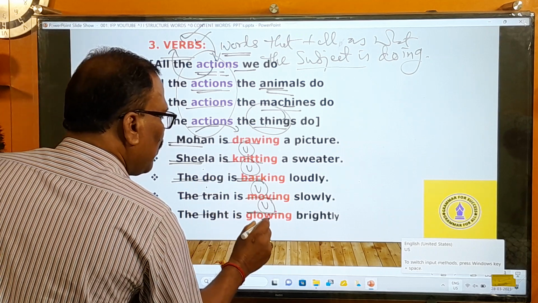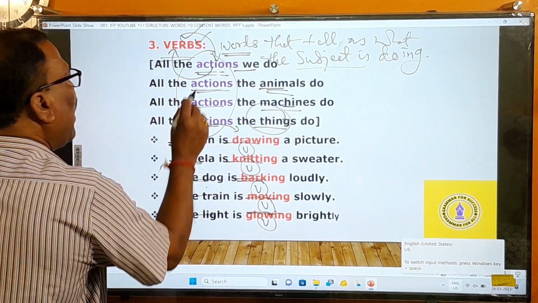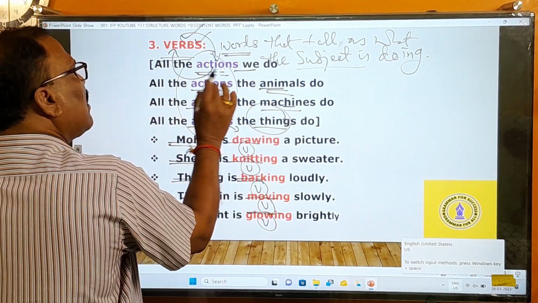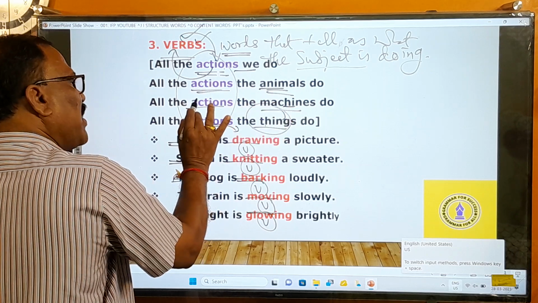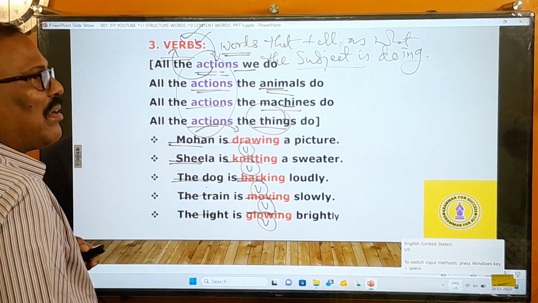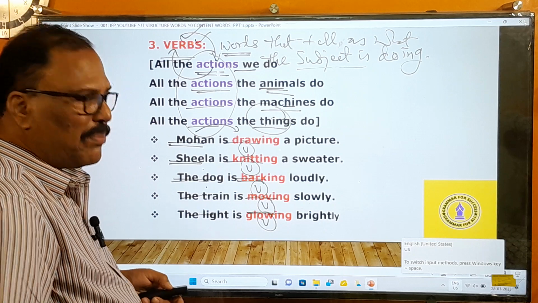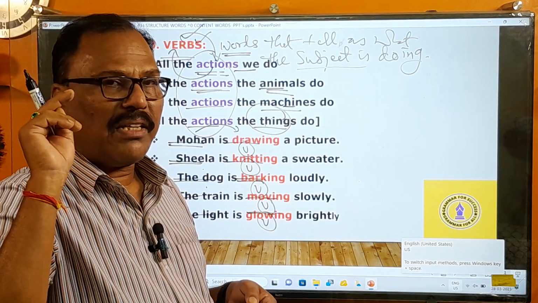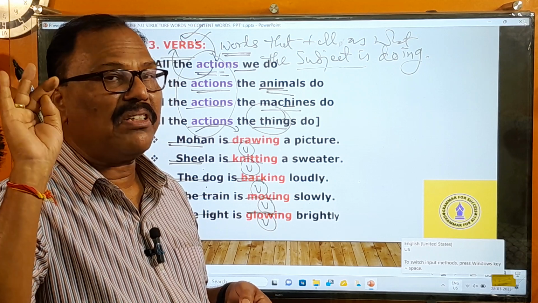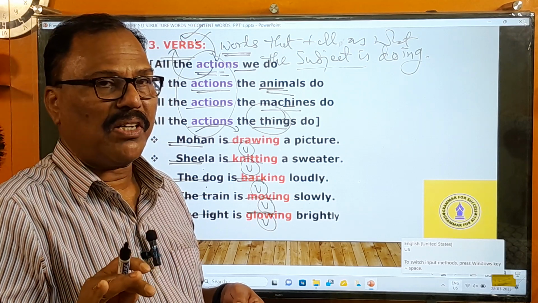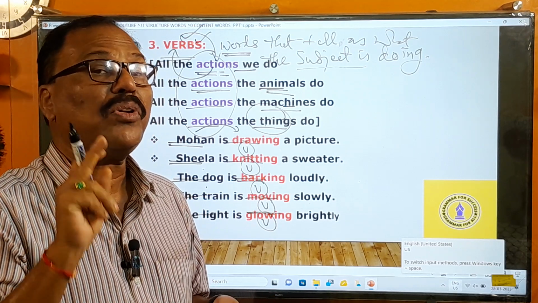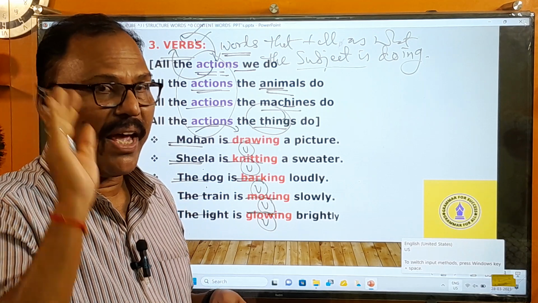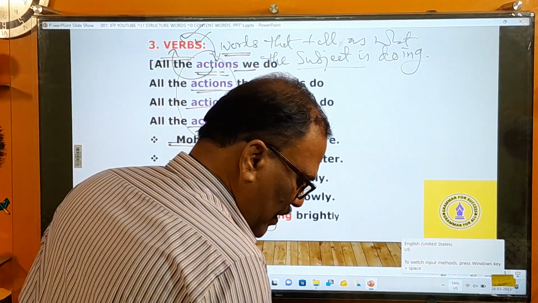So in this way, all the actions we do, all the actions the animals do, all that the machines and things do are called verbs. And the concept of verbs is also okay. All these verbs are basically content words. The more verbs you know, the more English you can speak. Remember that.